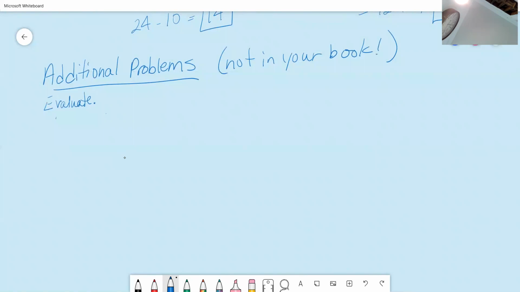Okay, so our first additional problem tells us to solve 6m when m equals negative 5. Simple enough, right? Plug in the negative 5. 6 times negative 5 equals negative 30.